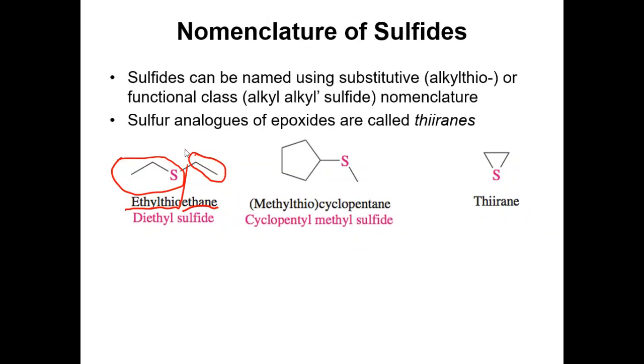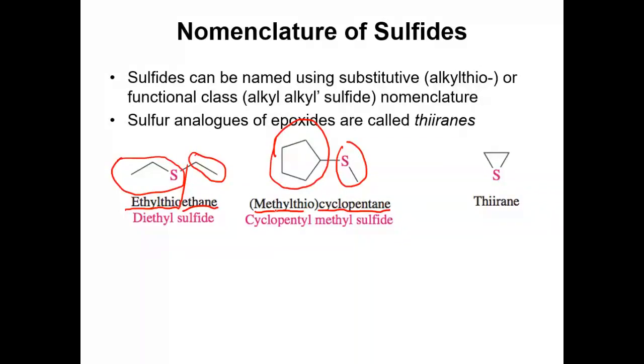That's just something to memorize. And for this one, obviously this part has a longer carbon chain, so that's the parent. We call it cyclopentane. And then this part is the functional group, which we call methylthio. That's the substitutive nomenclature.